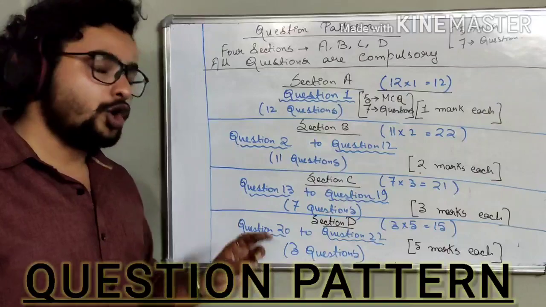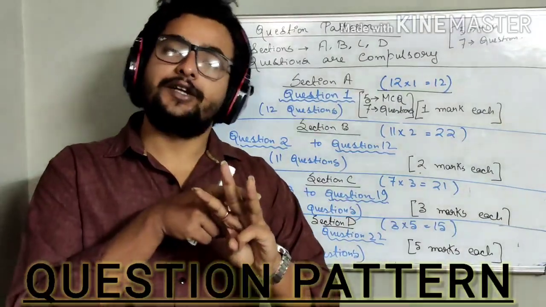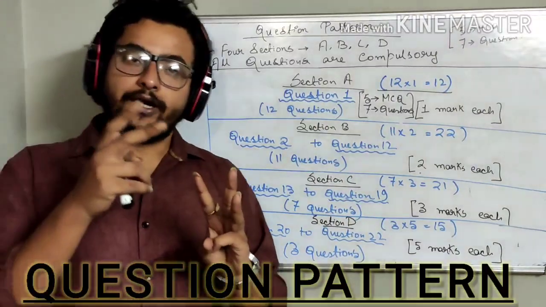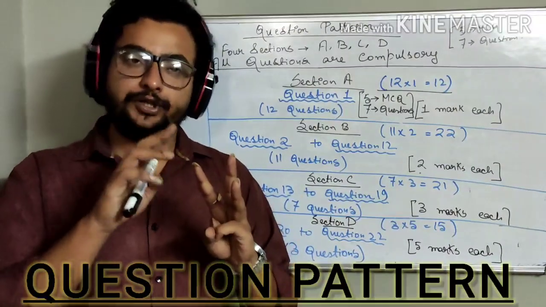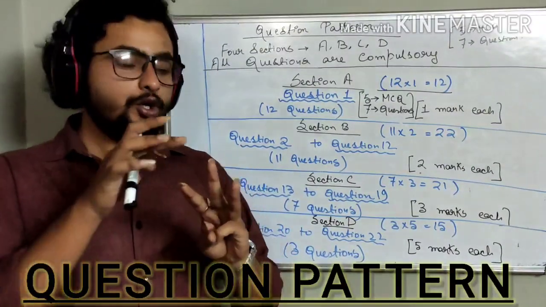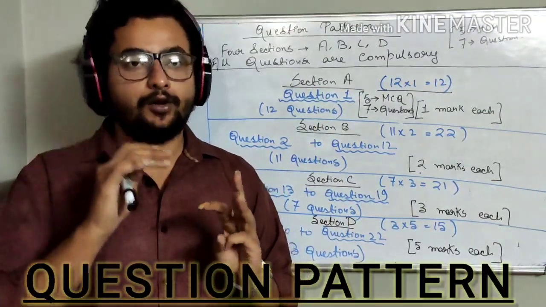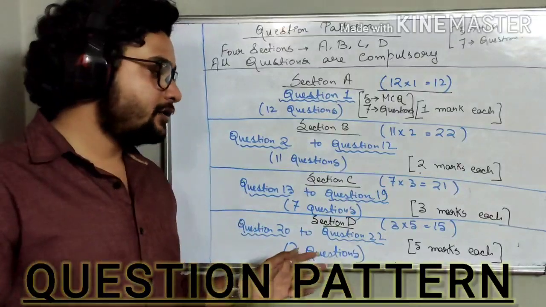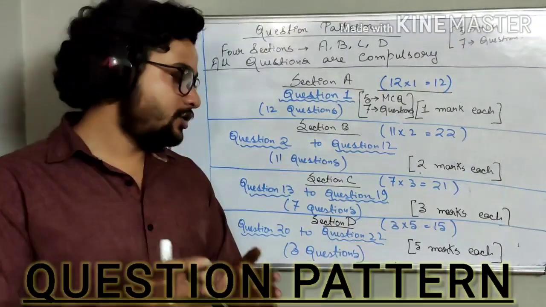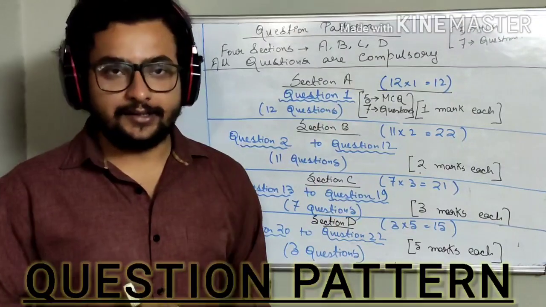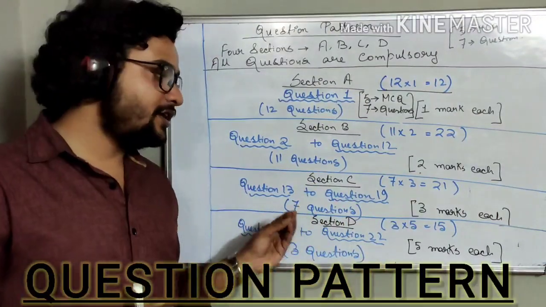Over here, all the 3 questions will be having internal choice. Suppose in question number 20 there will be 2 parts, A and B, and you need to answer either A or B. Question number 21 also has 2 parts, A or B, and you need to answer either. It is not like there will be 5 or 6 questions and you need to answer any 3 of them. That pattern is excluded from the ISC syllabus for physics. Over here you have internal choice.